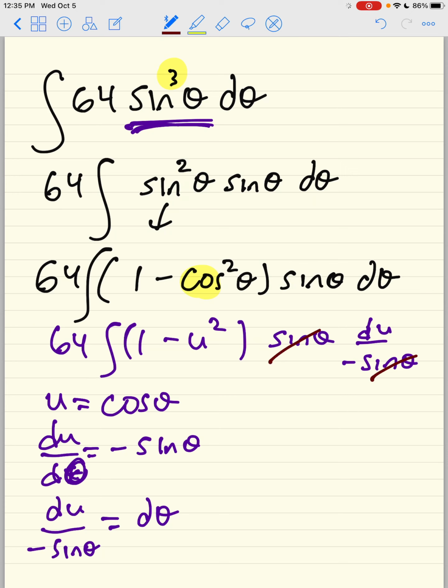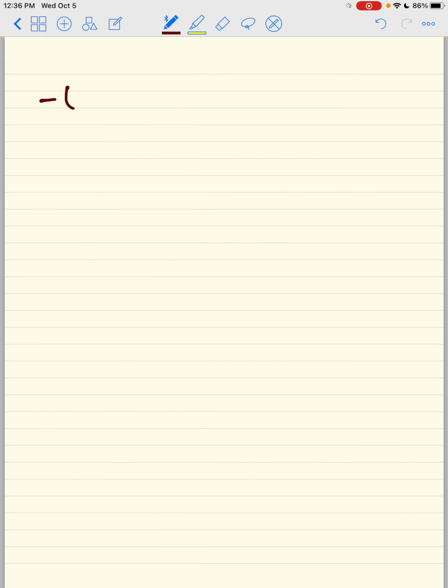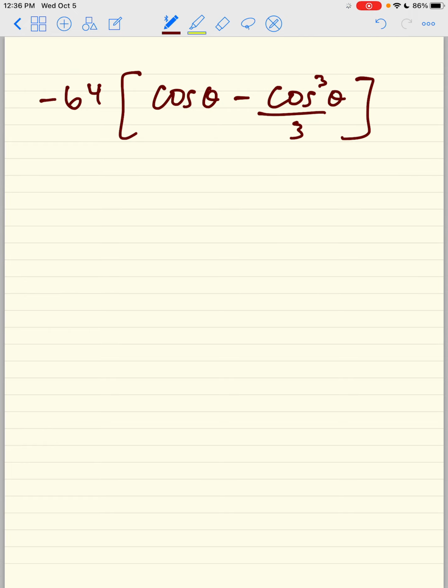You can pause the video. That cancels with that. You still have a negative. So I'm just going to say that's negative 64 integral of 1 minus u squared du. The integral of 1 with respect to u is not x, it's u. The integral of u squared with respect to u is u to the third over 3. So you're pretty much done. You have to put back the cosine theta for the u.